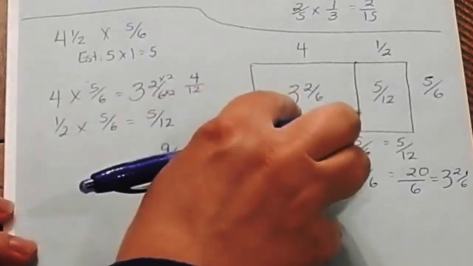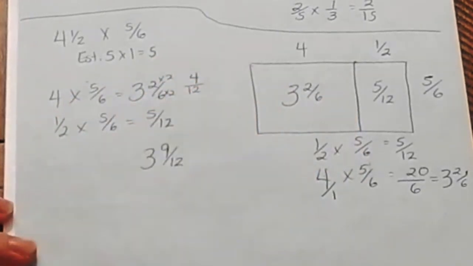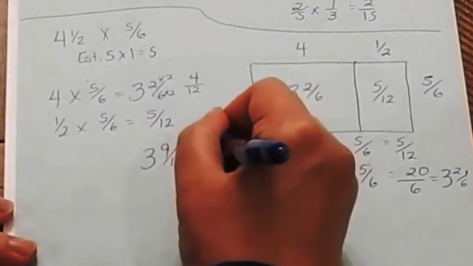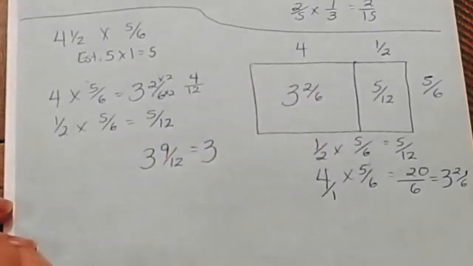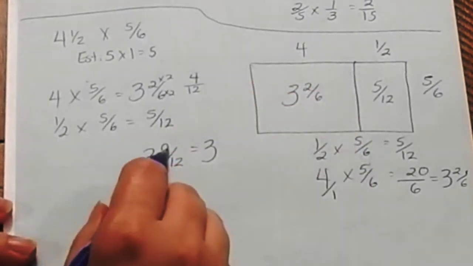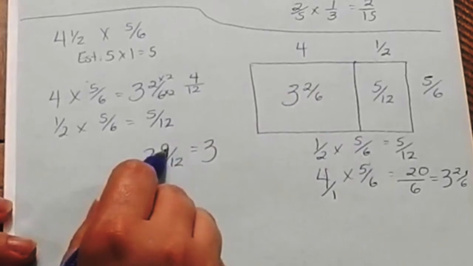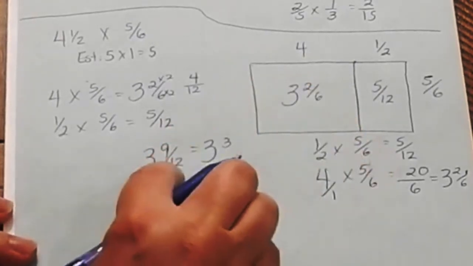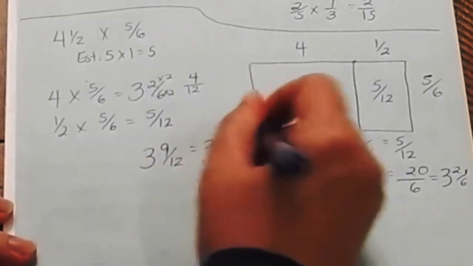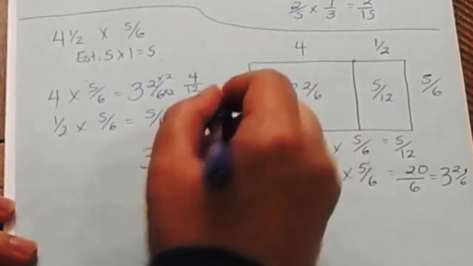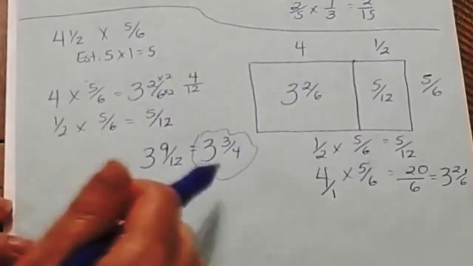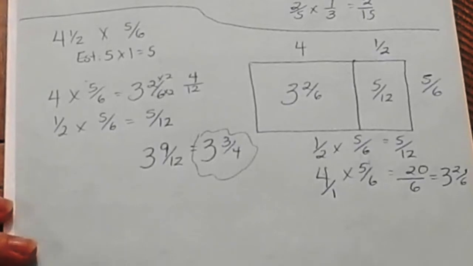And then my whole number, I can't forget that, is 3 and 9/12, which I know I can put in the simplest form. And let's see, I can divide them both by 3. 9 divided by 3 is 3. 12 divided by 3 is 4. It's 3 3/4. And my estimate was going to be close to 5. I have 3 3/4. I think that's pretty good.